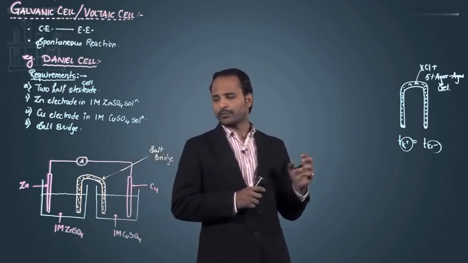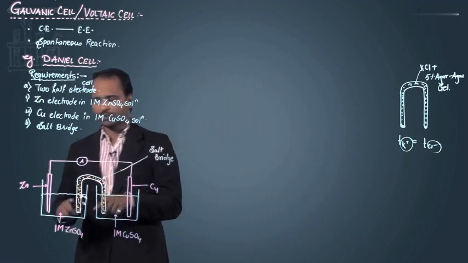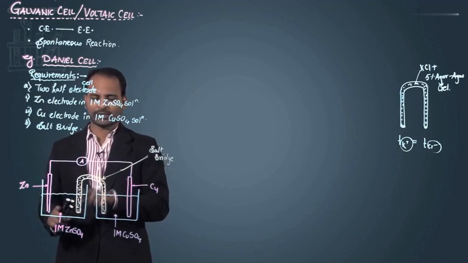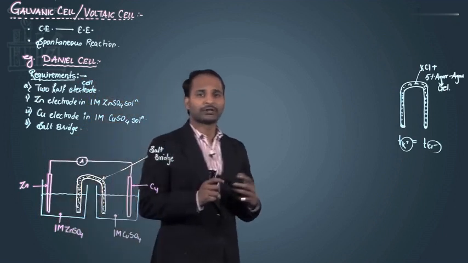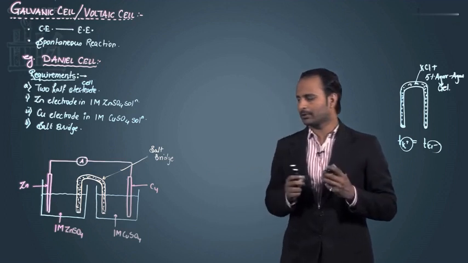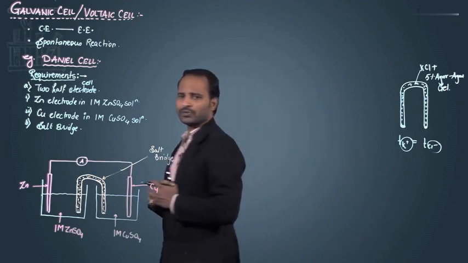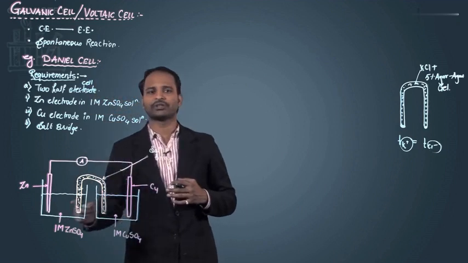Okay. The first application of the salt bridge is that it maintains the contact between the electrolytes without mixing those electrolytes together. For the electrogenesis process, that is for generating electricity, there should be a contact between these two liquids.